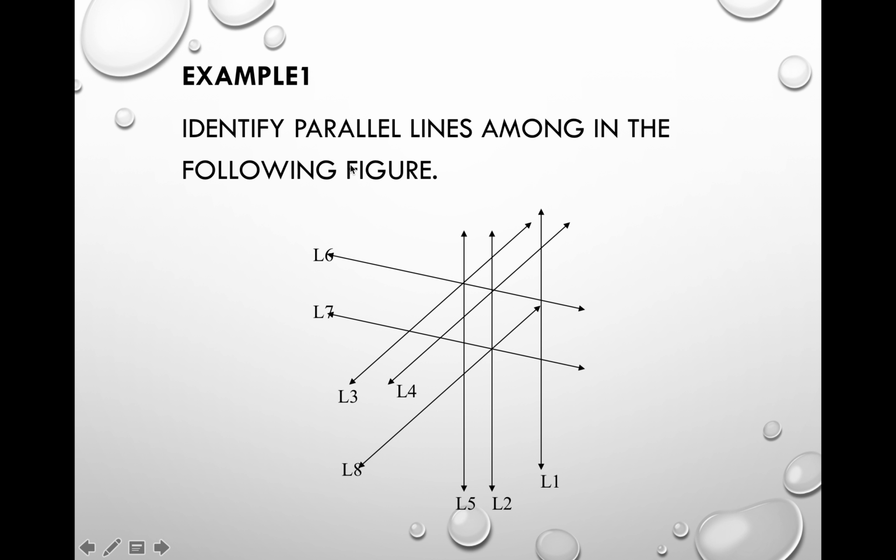So example 1, identify parallel lines among the following figures. I would copy this down and try and see which ones go with each other. So I would mark them with one arrow if they all go together. I would mark them with 2 arrows if they go together, or 3 arrows. So copy that down as best you can. It doesn't have to be 100% perfect. You don't have to put your paper on top of this and trace it if you don't want to. You can if you would like.